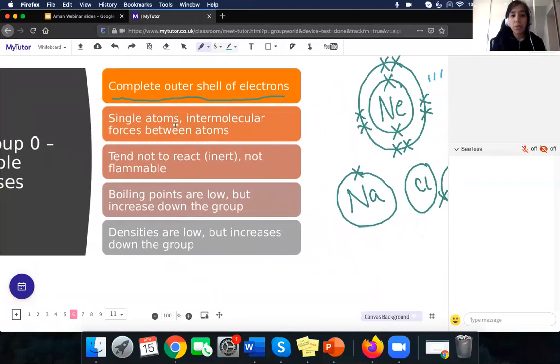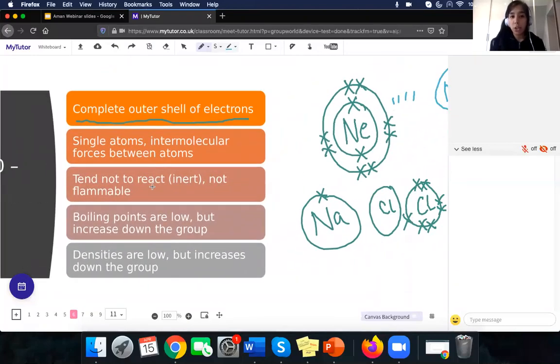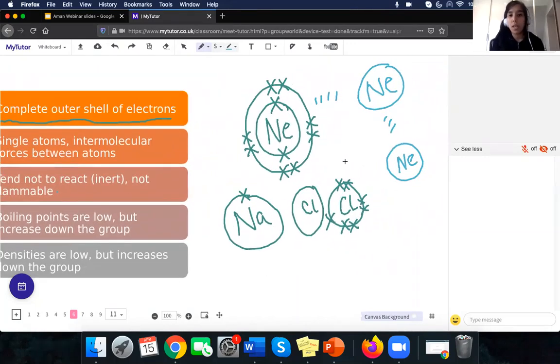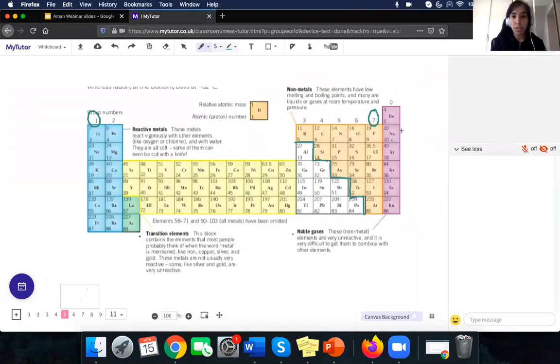Okay, so we've talked about them not being able to react because of their outer shell. That also means they're not flammable. So remember, something being flammable is about something being able to catch on fire or combust. So it's a reaction. If they don't react, they can't catch on fire. We've said the boiling points are low because of the weak intermolecular forces, but we need to know that they increase down the group. So does anyone have any idea why the boiling points increase down the group of the noble gases? So why is the boiling point of radon higher than the boiling point of helium? Does anyone have any ideas?